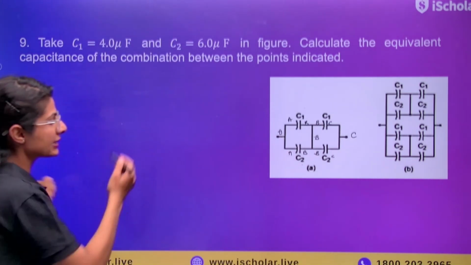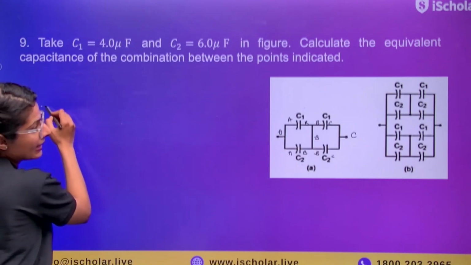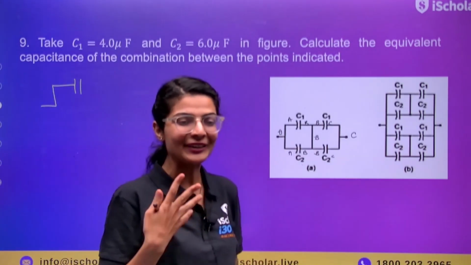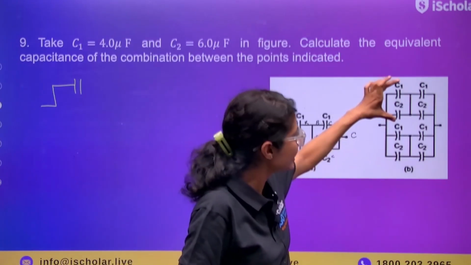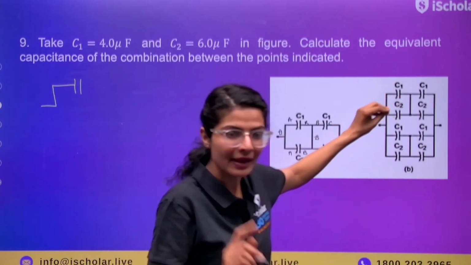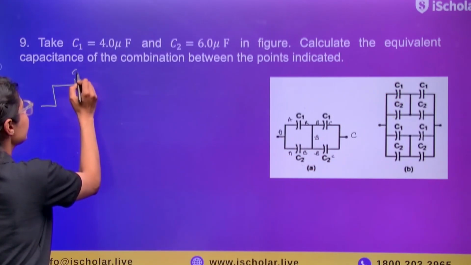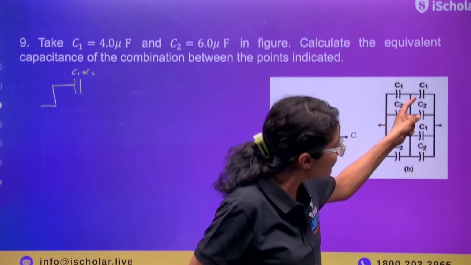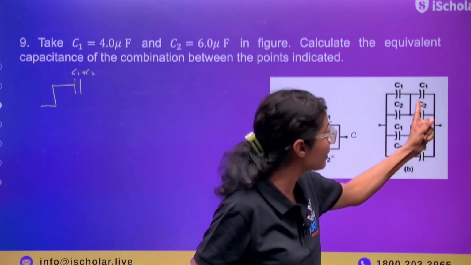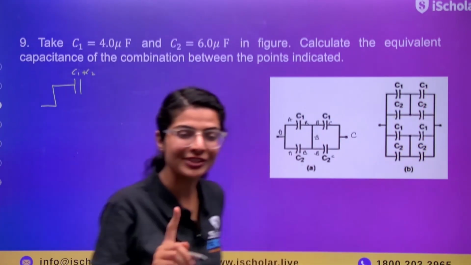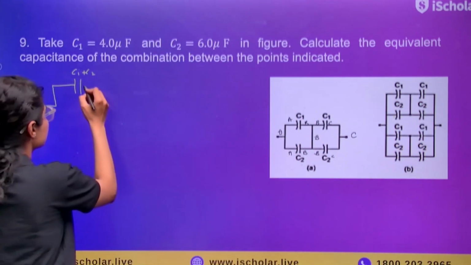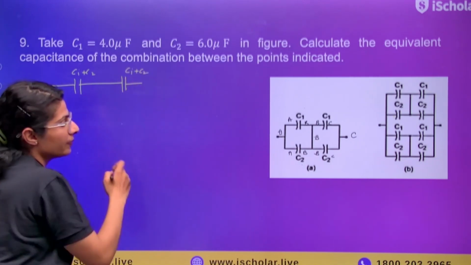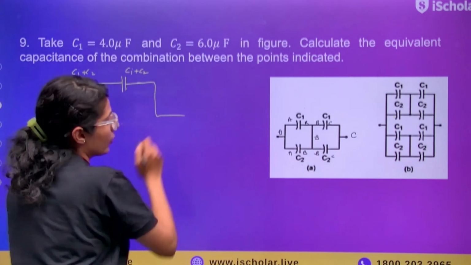Okay, coming to the next one, again, I'll be writing it as, see, because of the first one, now I'm also trying to simplify as much as possible. These two are in parallel. I'm writing it as C1 plus C2. Then they are in series with this capacitance. These two, which are also in parallel, we just discussed. I'm writing it as, this will become C1 plus C2, which are connected to this point.